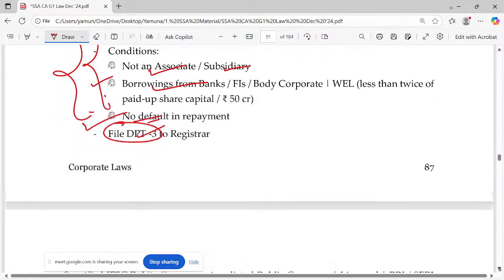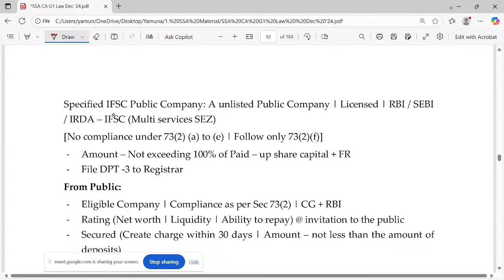Okay. Then continuing. Related to specified IFSC public companies, if it is an unlisted company licensed by RBI or SEBI and as per IRDA, probably you can follow as per their rules, okay? Probably amount not exceeding 100%, and they have to file DPT3 to the registrar. This is all related to members in this category over. Now, in case you are getting deposits from the public, who can receive deposits from the public?